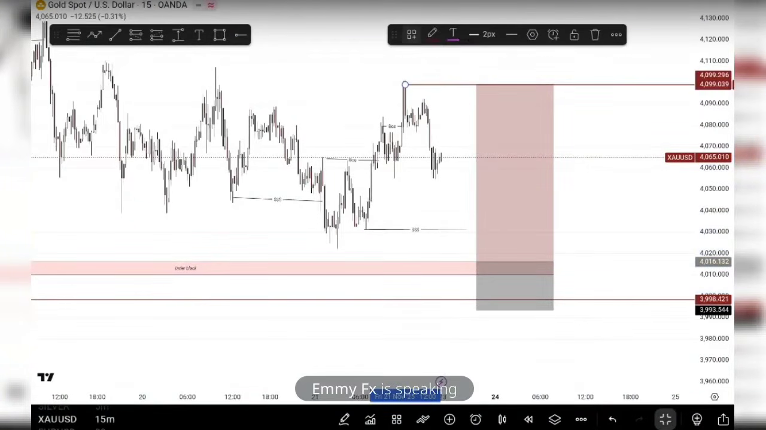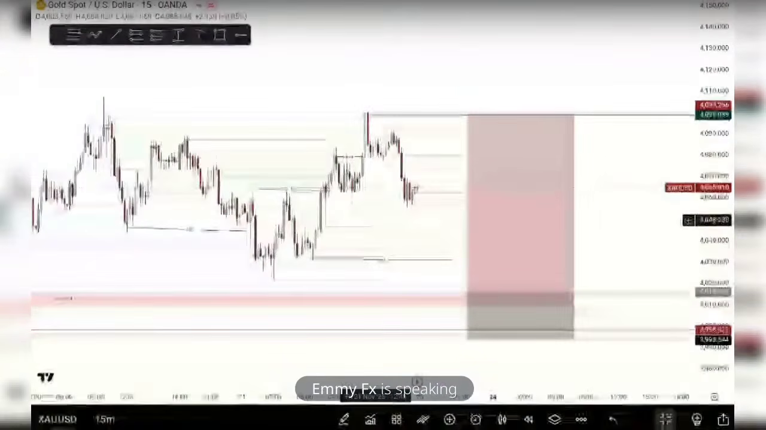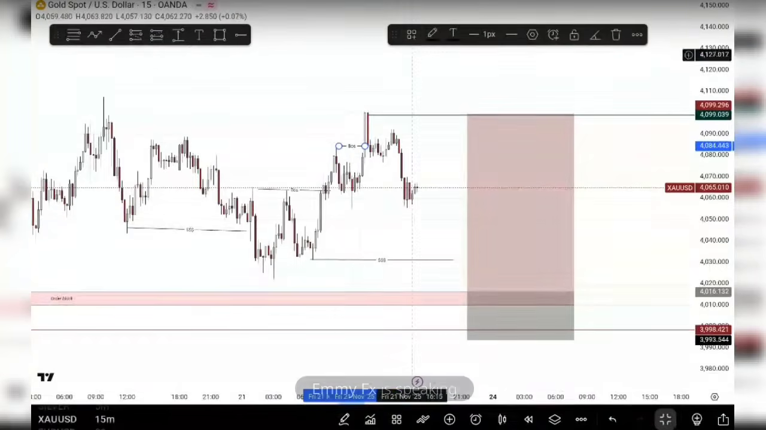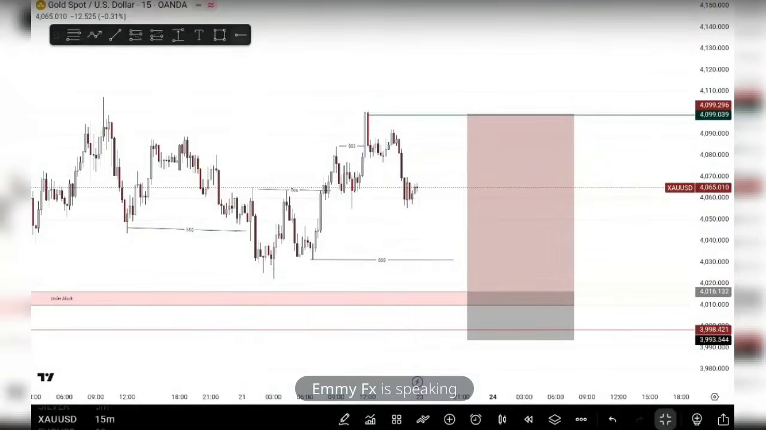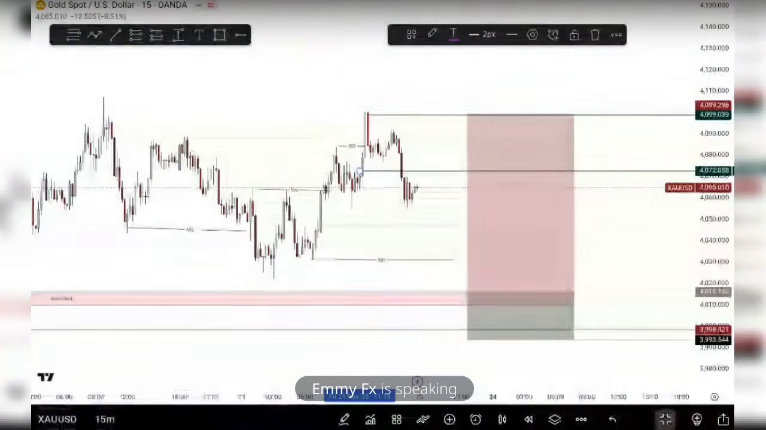So if I'm going to call a sell setup, now I want you to look carefully here. You see how price grabs liquidity and moves aggressively. Price rejected this order block.